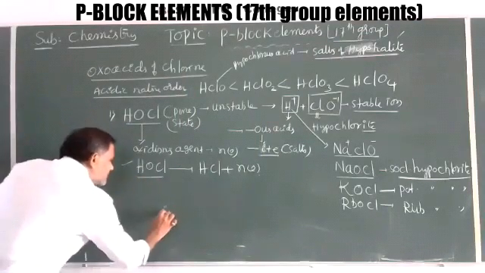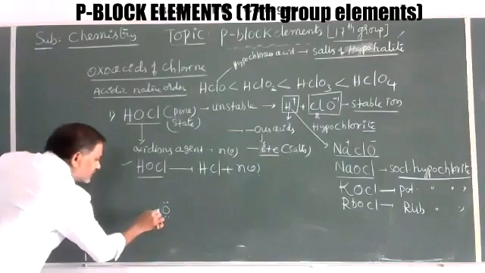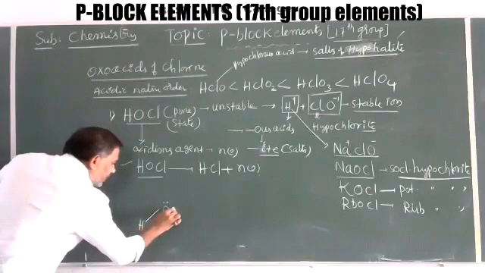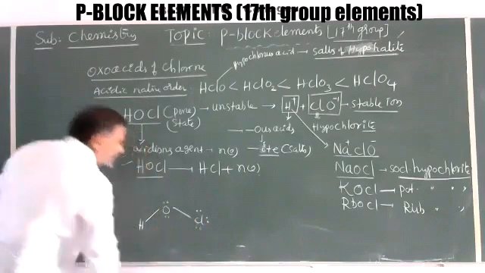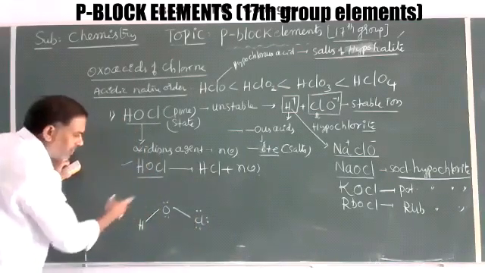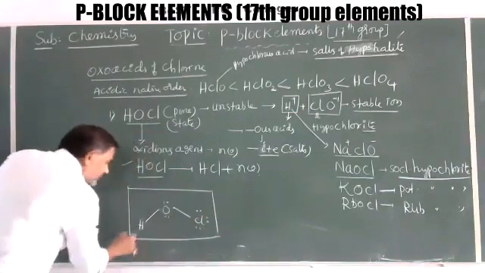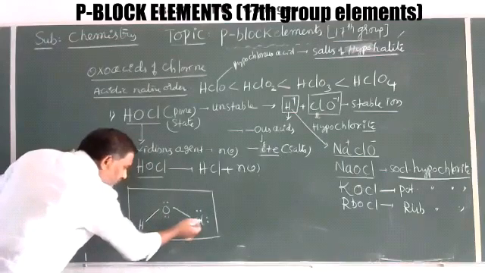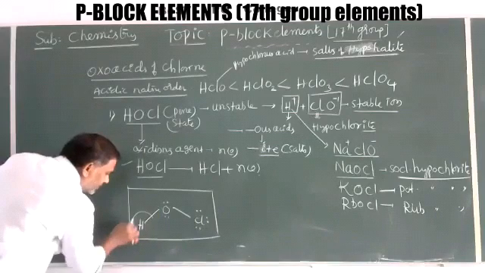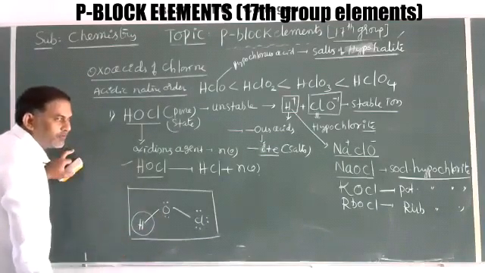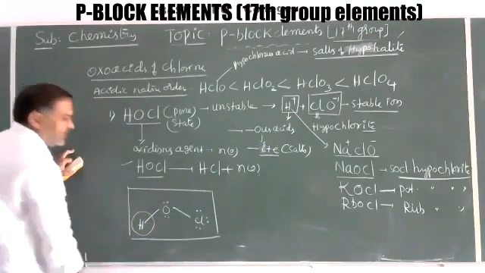Now, here oxygen contains 6 valence electrons. Out of 6, one reacts with the hydrogen and another one reacts with the chlorine, like this. Generally, it is considered a slightly linear or bent structure. Here, oxygen and chlorine satisfy 8 electrons, but hydrogen satisfies the 2 electrons, duplet electronic configuration. This is the structure of HOCl.